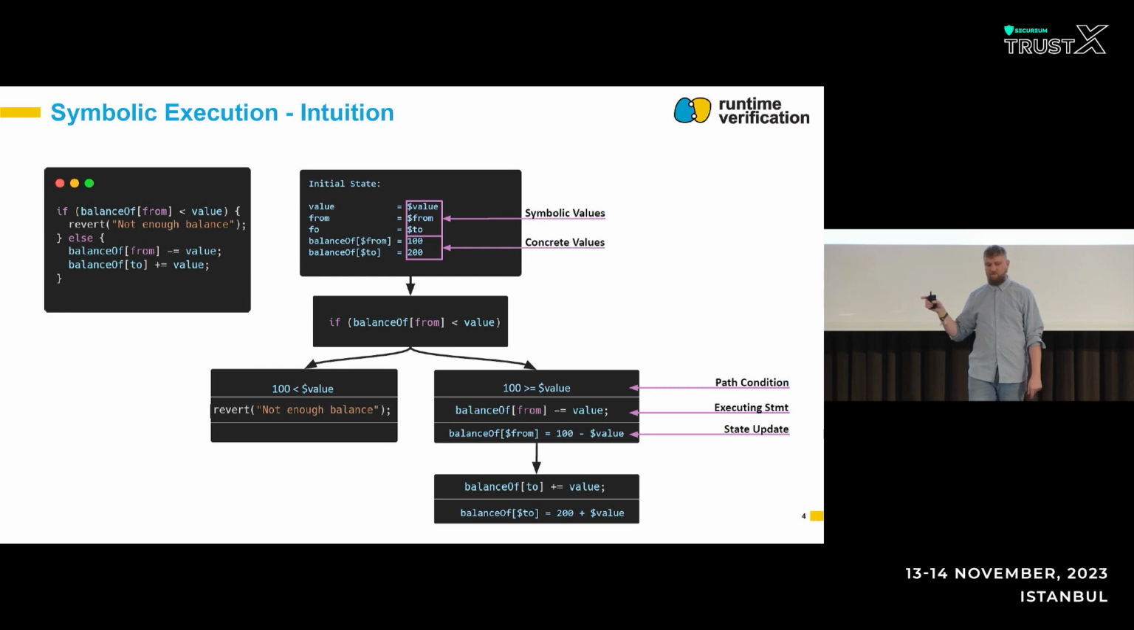So we descend into the else branch, and now we have a different path condition, right? Because we now know that the condition of the if statement must be false. So we know that 100 is greater than or equal to the value. Then if I ask you to execute the next statement, you execute this balance assignment, you update the storage, and you go to the next statement and do the same.